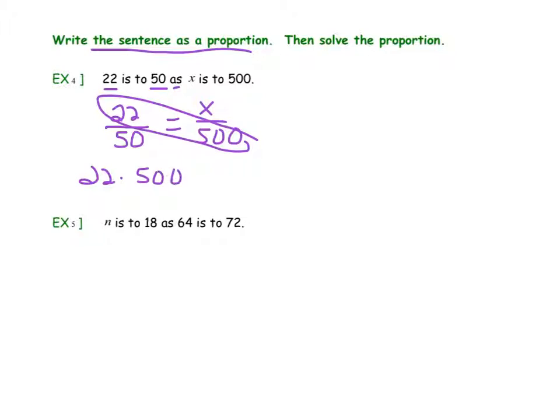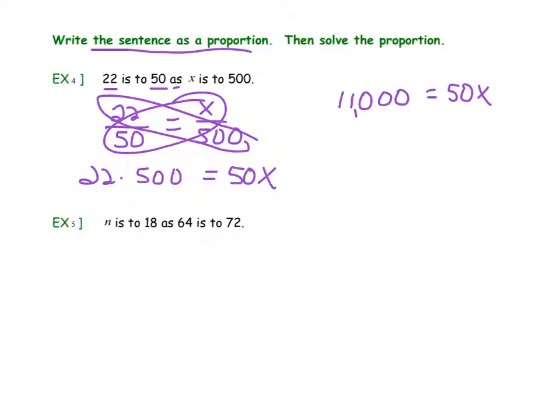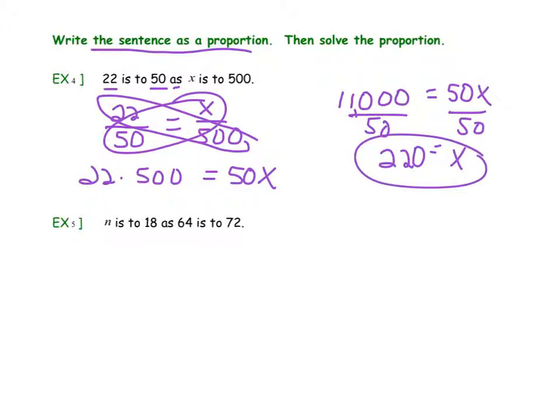That's going to be equal to 50 times x, so 50x, and then we solve it. So you get 11,000 is equal to 50x, then divide by 50, and you would get x is equal to, I believe, 220. Check that on the calculator. All right, example 5, you're going to do the same thing.